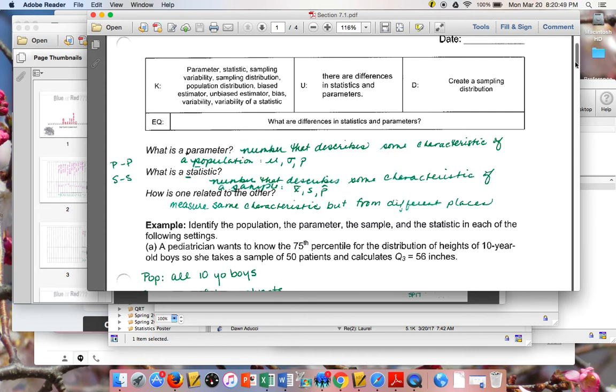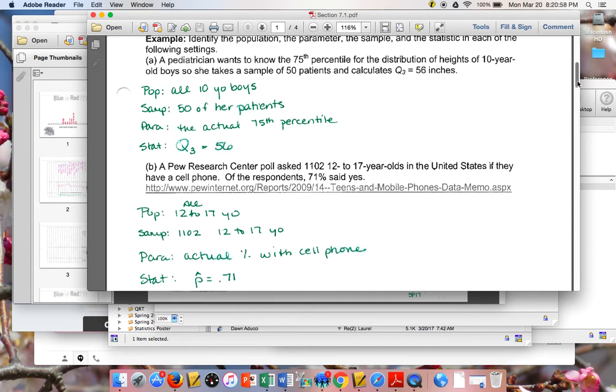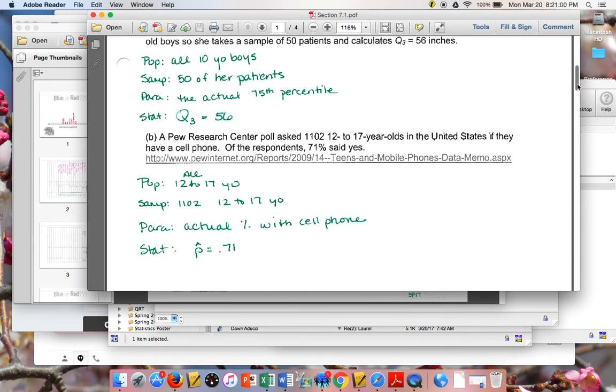So if you look at this problem right here, you can identify the population, the parameter, the sample, and the statistic. Likewise, you can do the same thing here in this one.